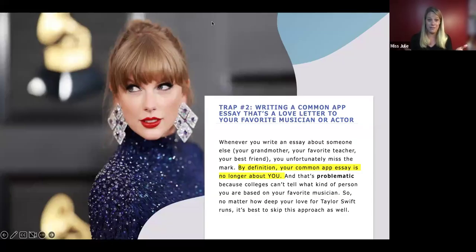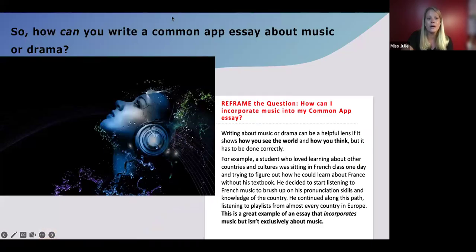So no matter how deep your love for Taylor Swift is, right, it's best to skip this approach, right? Try not to use a famous musician or an actress or actor as part of your essay. It's done often. So how can you write a Common App essay about music or drama, right? I said, even though it is common and it is done through the lens of it has helped me gain confidence in myself or help me break out of my shyness, right?